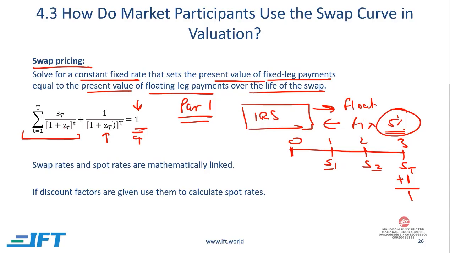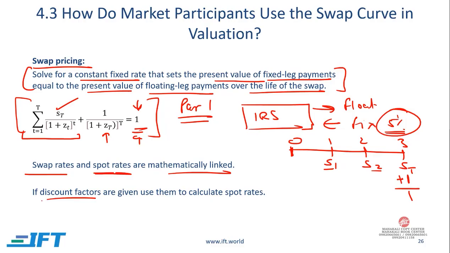This is something that we also discuss in detail in the derivatives segment of the curriculum. But you need to remember this formula, and to remember this formula, just remember this statement. You solve for a fixed constant rate that sets the present value of fixed leg payments equal to the present value of floating leg payments over the life of the swap. So that's exactly what is being expressed here. Keep in mind, based on this formula, you can see that swap rates and spot rates are mathematically linked. So this is the mathematical expression that is linking the swap rate with the fixed rate.